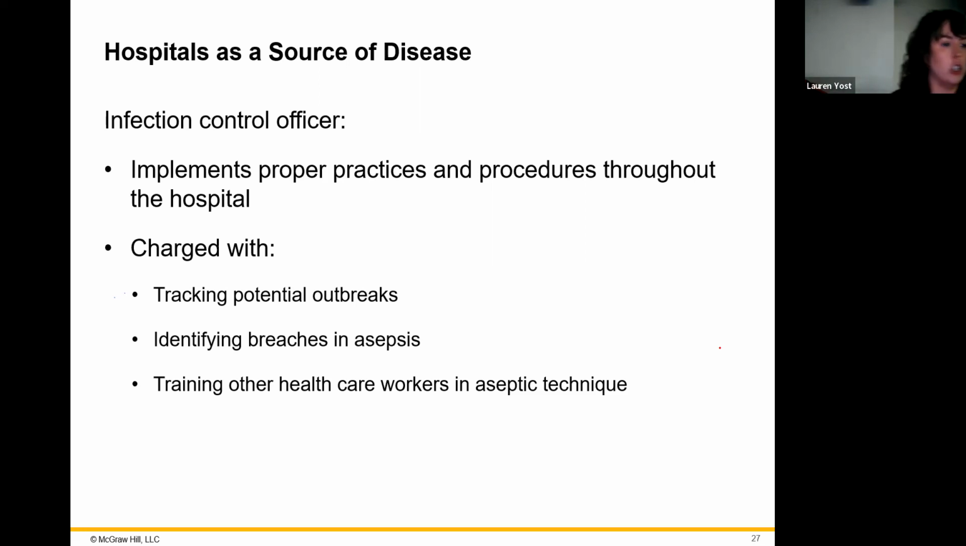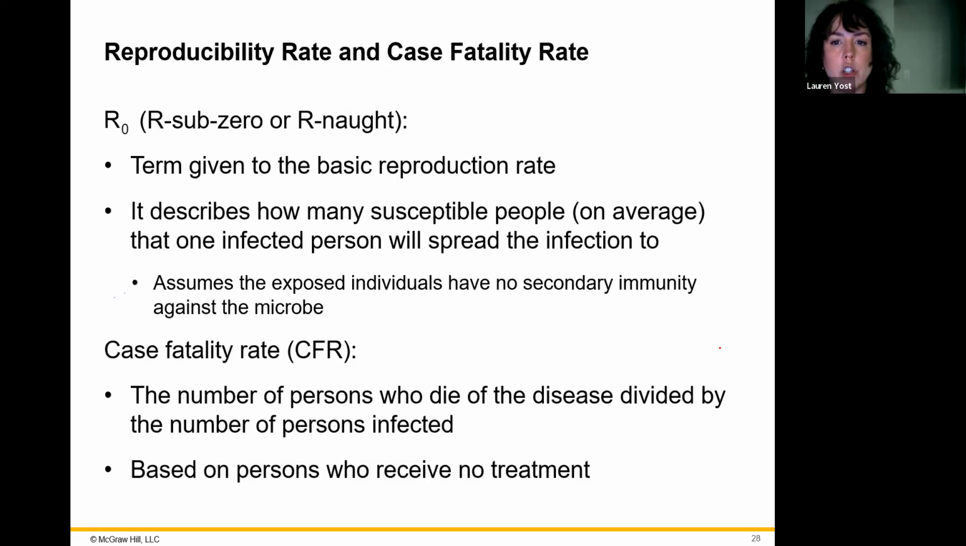Now, yes, your charge nurse might come and tell you, hey, be sure you wash your hands, if they see you didn't wash your hands. But the person that made the rule is the infection control officer. They're going to track potential outbreaks in the hospital like MRSA or C. diff, identify breaches in asepsis, people who aren't washing their hands when they leave patient rooms, for example, and then train other healthcare workers in aseptic techniques so we can maintain these good practices as we get new workers. So that's what the infection control agents actually do.